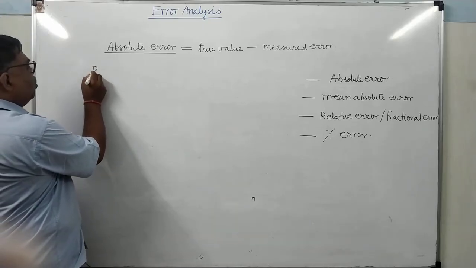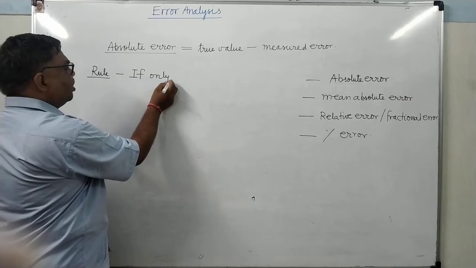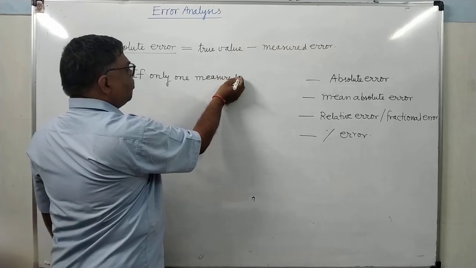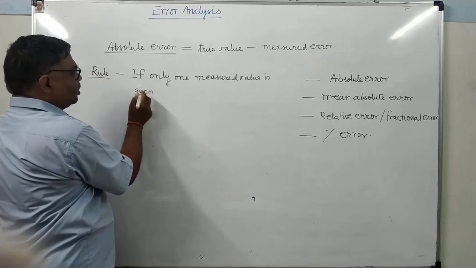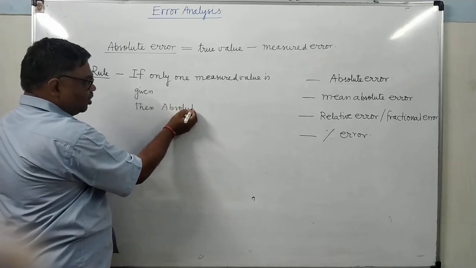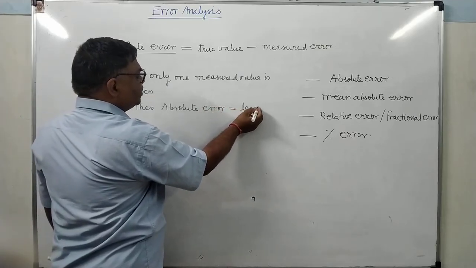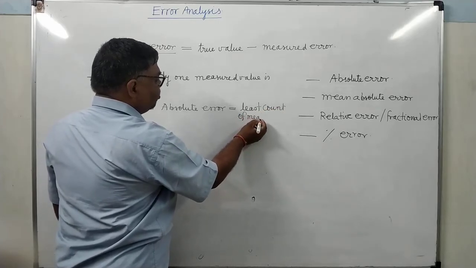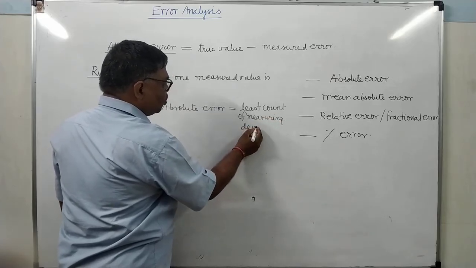Here this is the rule: if only one measured value is given, then the absolute error will be equal to the least count of the measuring device. That is the instrument, anything you can say.